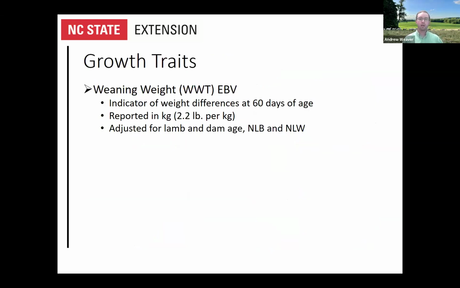So let's dive in here real quick to some of the traits we have available. What do they mean? Weaning weight. The weaning weight EBV is simply a predictor of genetic potential for weight differences at about 60 days of age. It is reported in kilograms.